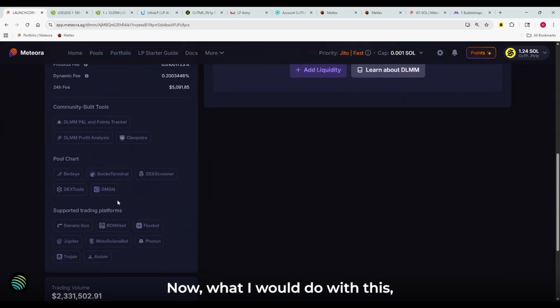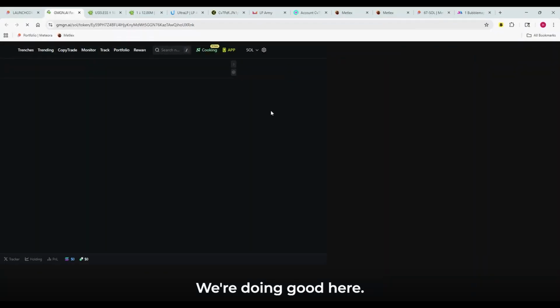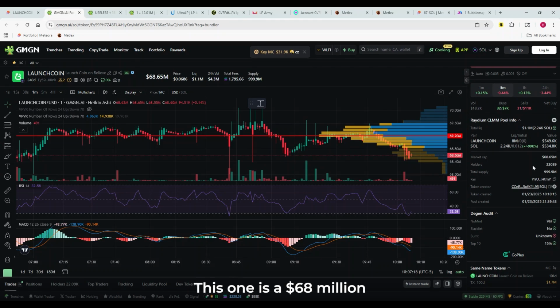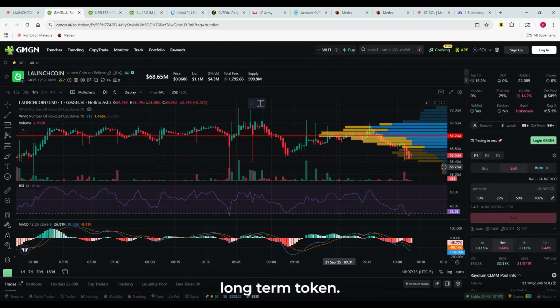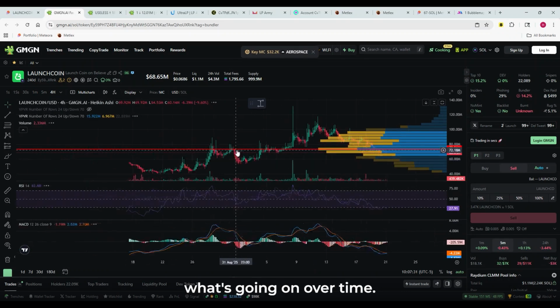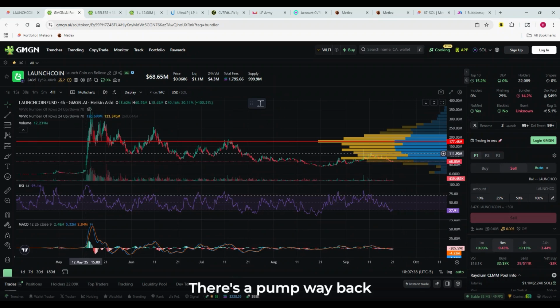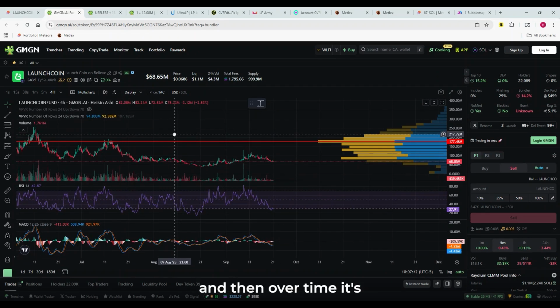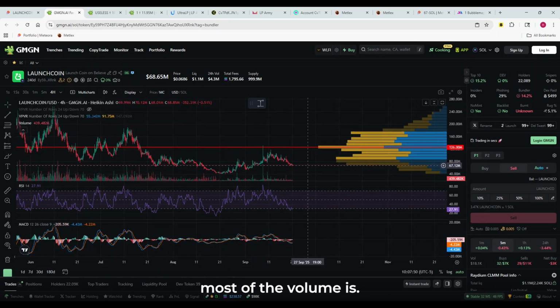Now, what I would do with this, I'm going to go ahead and look at the chart and see what it looks like. Okay. Doing good here. This one is a $68 million market cap. So this is a well-established long-term token. I'm going to look at, however, the 4-hour chart and see what's going on over time here. Okay, I can see there's a pump way back then in May, and then over time it's kind of stayed in this area here. There's been some highs, there's been some lows. This is where most of the volume is.